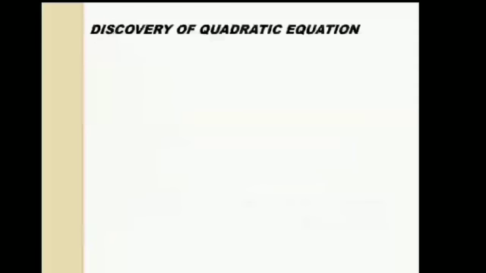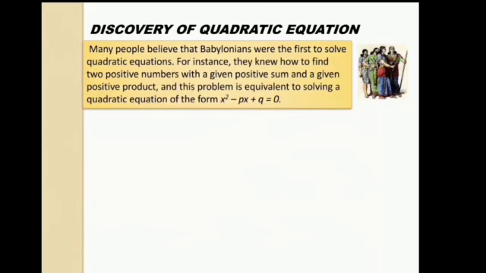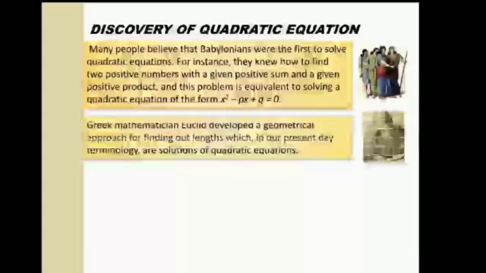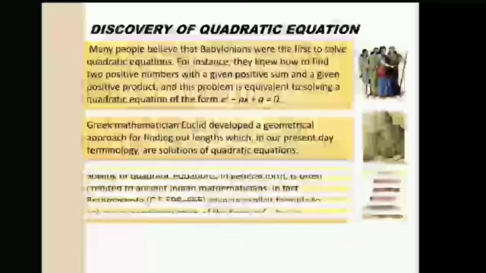Let's see who discovered quadratic equation. Many people believe that Babylonians were the first to solve quadratic equations. For instance, they knew how to find two positive numbers with a given positive sum and a given positive product. And this problem is equivalent to solving a quadratic equation of the form x square minus px plus q equals 0. After that, the Greek mathematician Euclid developed a geometrical approach for finding lengths, which is our present day solution of quadratic equations.